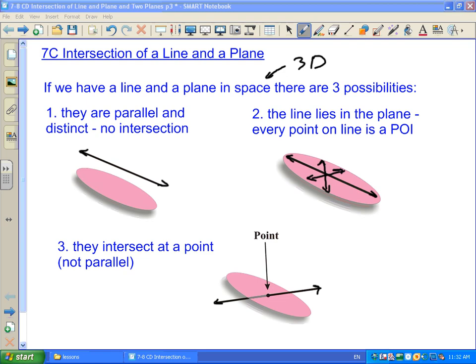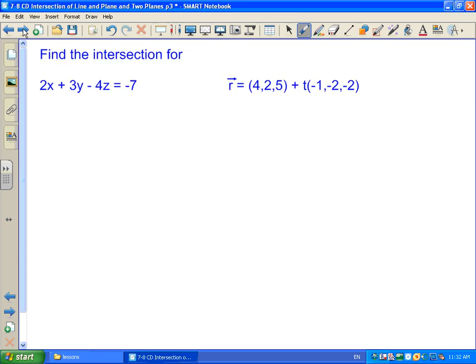So let's just jump right into an example here where we want to find the intersection for these 2 things that were given here. Now, one of these things is a line, one of these things is a plane. Which one is which? And how do you know?